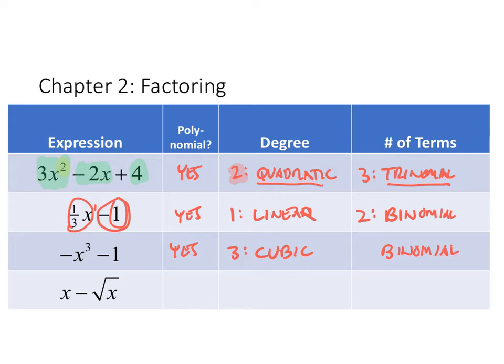And the last one is not a polynomial, and here's why. That term is not an integer power of x. An integer power of x would be like x cubed or x to the 4th. This one happens to be an x to the 1/2. You may remember that from last year. That's not an integer, so it's not a polynomial.